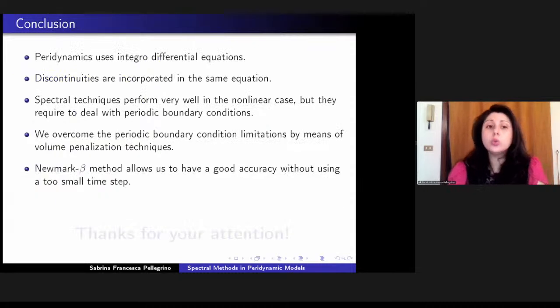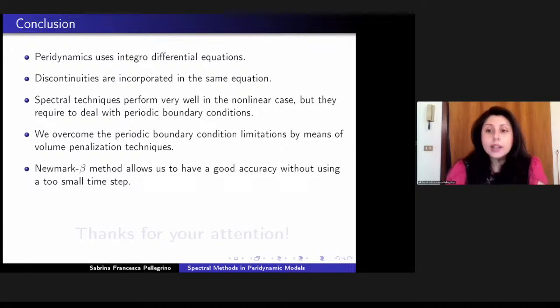So to conclude, the main capability of the peridynamics is that it avoids spatial derivatives and replaces them by considering an integral differential equation. In this way, we can incorporate in a unique equation cracks and fractures and discontinuities in general. Spectral techniques perform very well in the nonlinear case, but they require to deal with periodic boundary conditions.